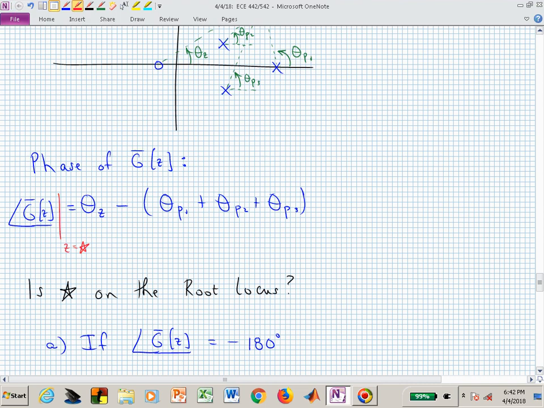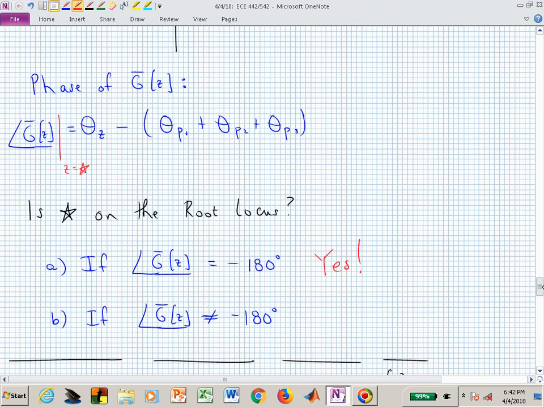Oh, I've scrolled away from my rules, but I hope the answer is an emphatic yes. Definitely. What if the angle of G bar was not equal to minus 180? Is s-star on the root locus? No.